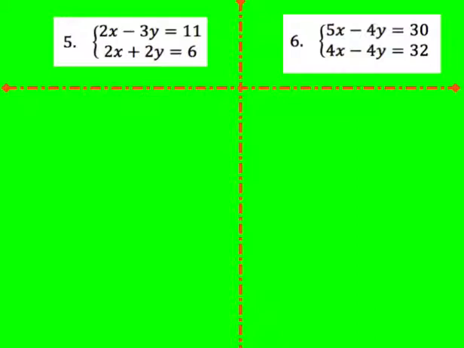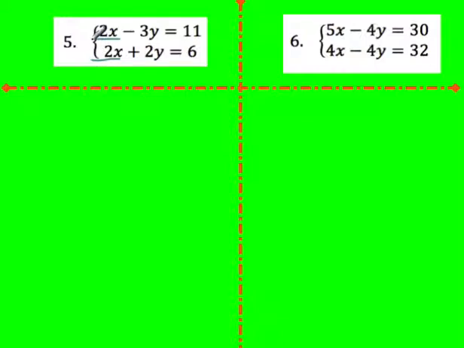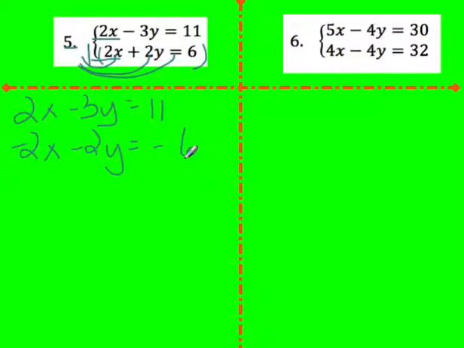Next, let's take a look at number 5. So again, for number 5, I have same coefficients, but I don't have opposite signs. So what I need to do is to create that opposite sign. So I'm going to take that second equation and multiply it by a -1. So my top equation is going to stay the exact same. And then my second equation, I'm going to take and distribute that -1 to every single part. So then I have -2x minus 2y is equal to -6.